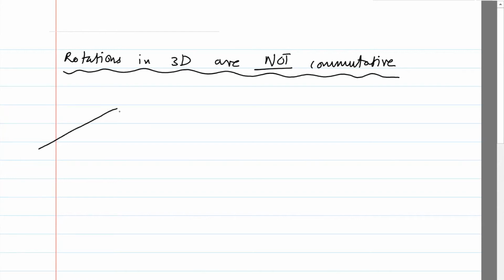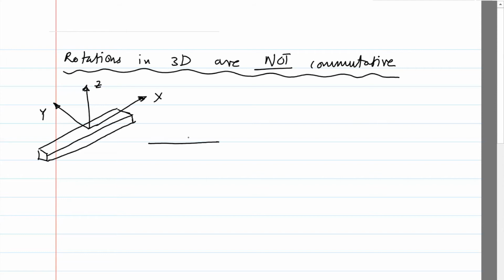So let's take an object which has different dimensions along the 3 axes. Okay, so this is a cuboid. It has different dimensions along the x. This is our x. This is our y. And then z has to be orthogonal by the right-hand rule. Okay, so now let's do 2 rotations, one about the x-axis, one about the y-axis, and see what happens.